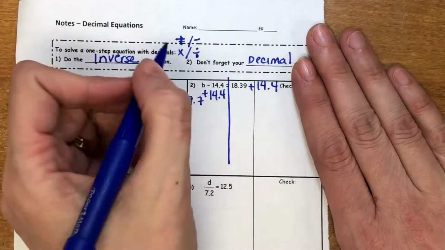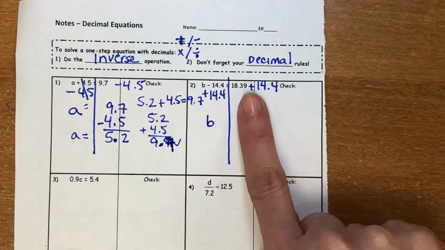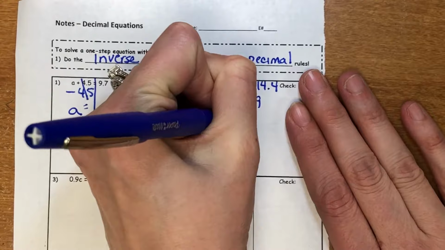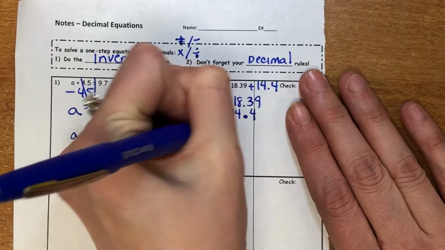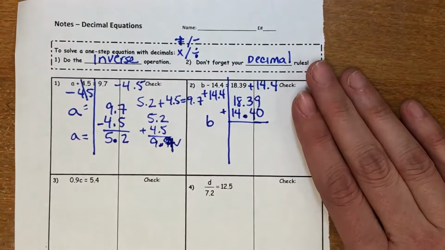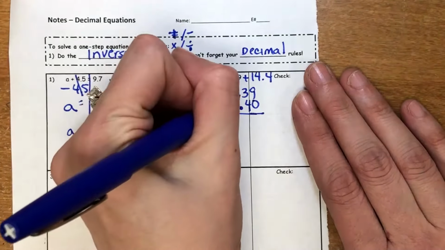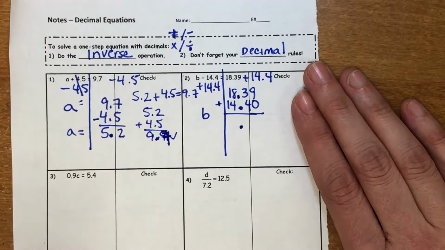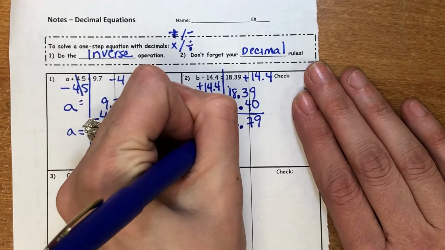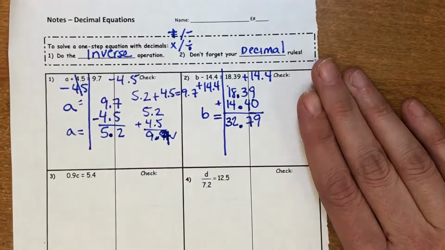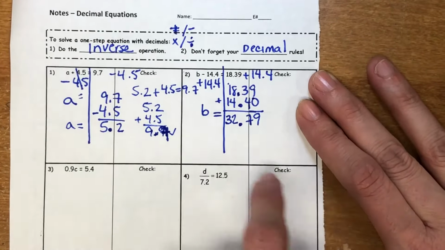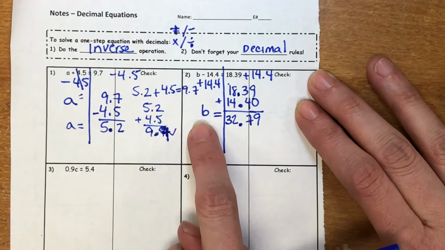Okay, I'm left with the variable on one side. To add decimals, I want to line up my decimal places. Okay, and don't forget, if you have an empty space, you want to put a 0 as a placeholder. Now I can add. I have everything lined up. Put your decimal straight down in the answer, and then add. Okay, so b equals 32 79.